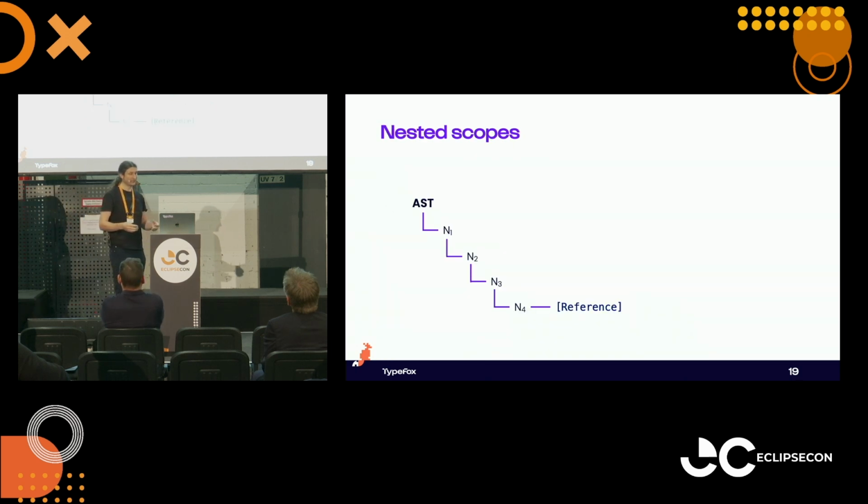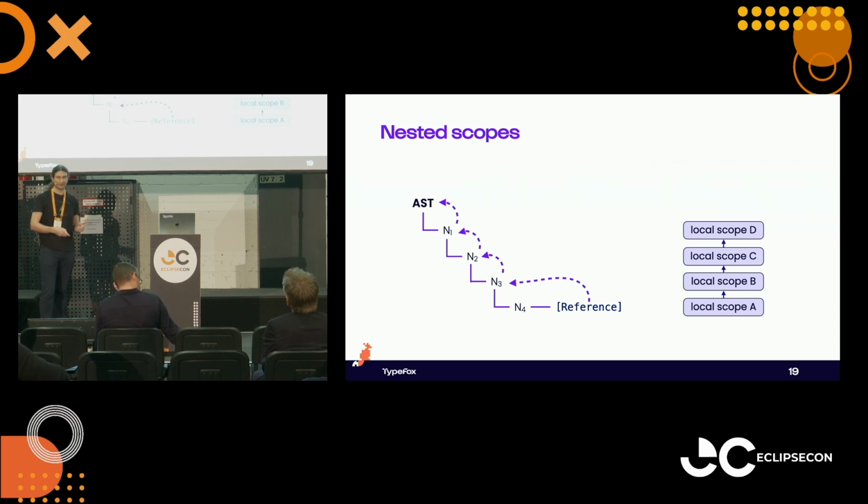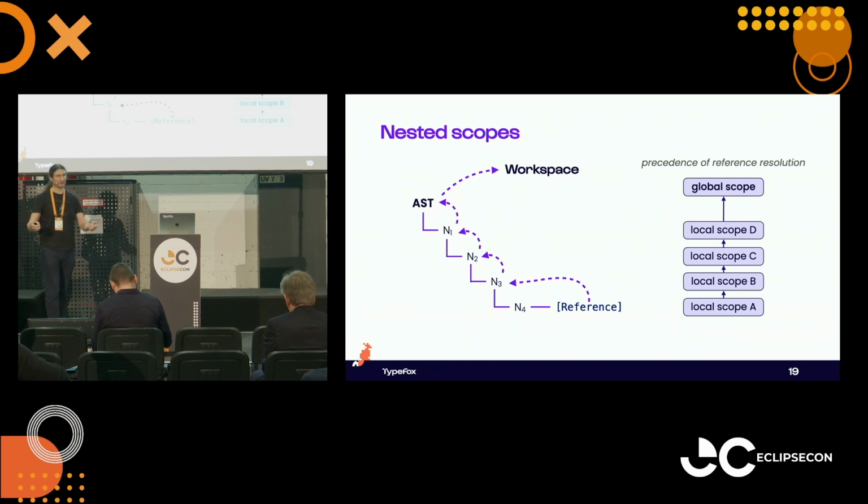Now, these scopes can be nested, so your AST can be very complex, and in that case, these scopes need to be resolved in a hierarchical way. If we don't find the reference target in the directly surrounding scope, then we go one level up, see if it's there, and if not, go another level up, until the root. And if we don't find the symbol there either, then we look into the workspace in other documents. That we call the global scope.